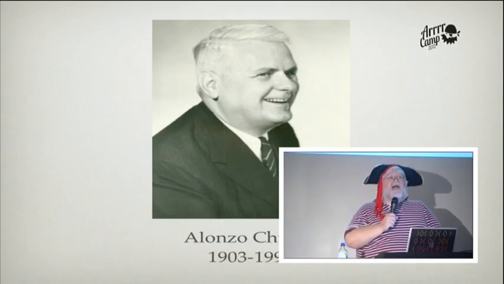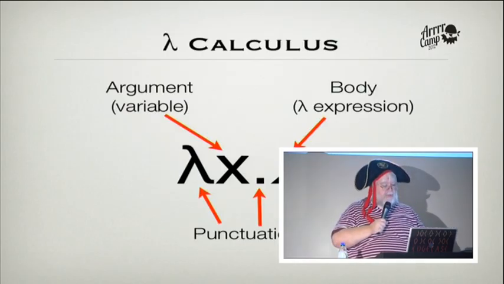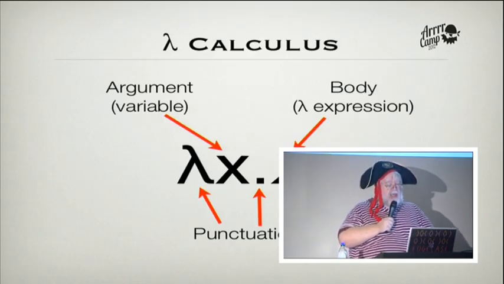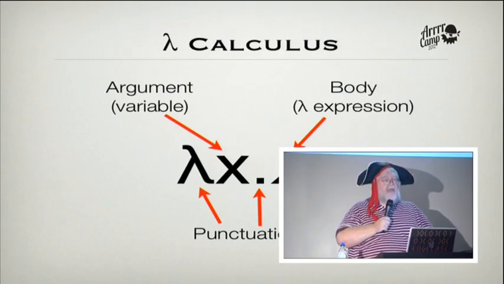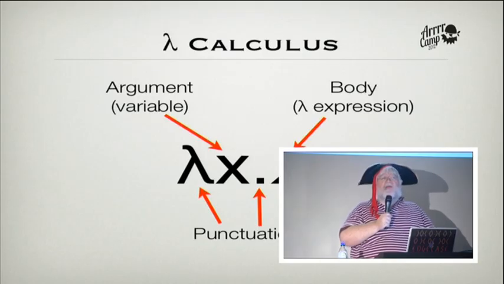You might have recognized this guy as well. He's not as famous as Turing, but he's done work in his own area. He came up with something called lambda calculus. And if you're familiar with lambda calculus, it is essentially this. This is the entire syntax of a lambda calculus program. The lambda and the period are punctuation marks.